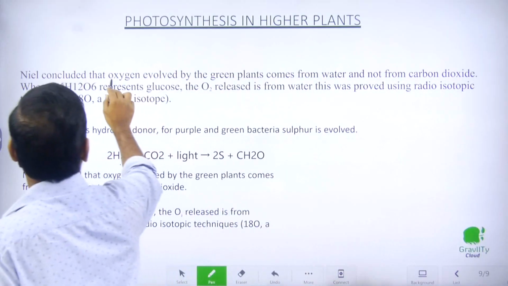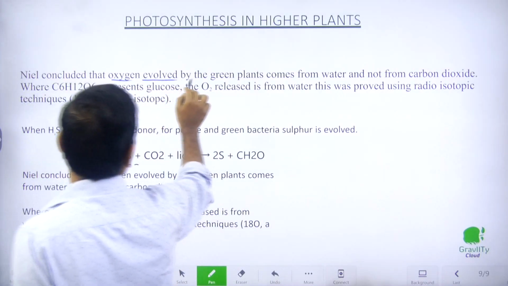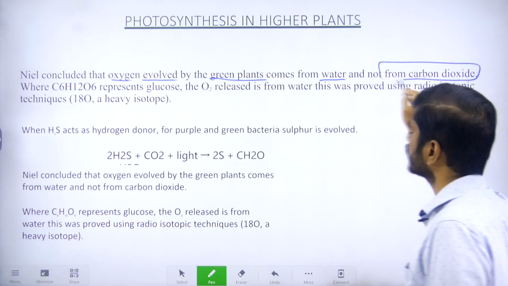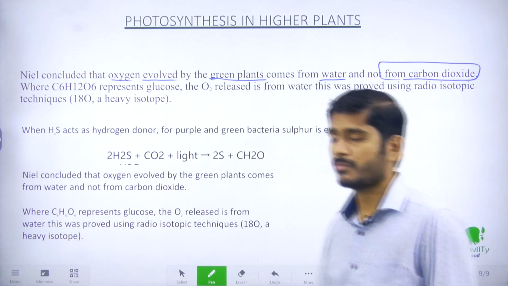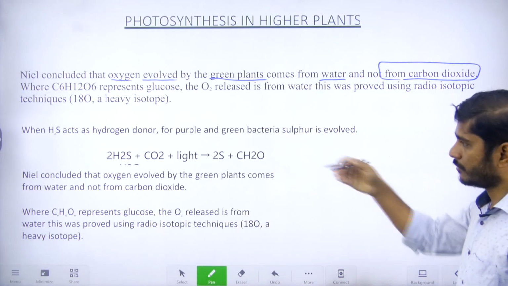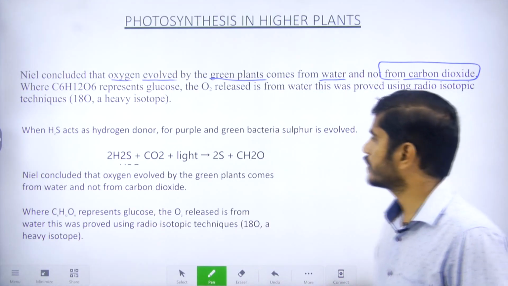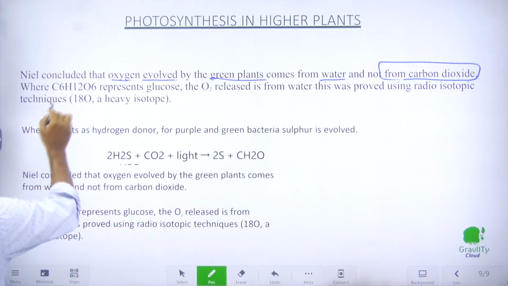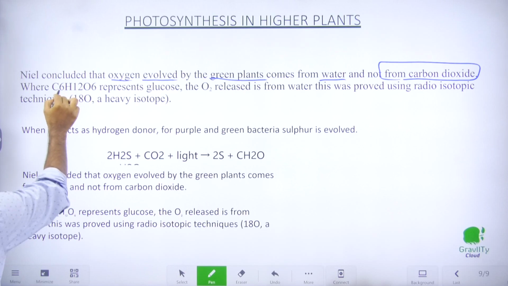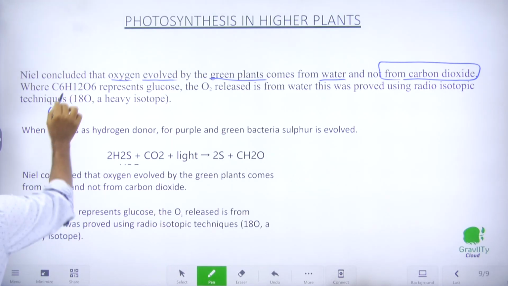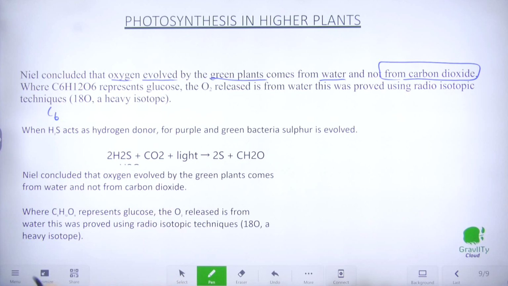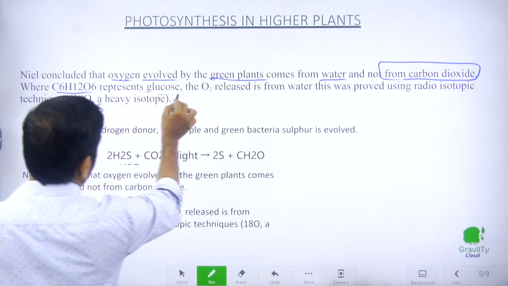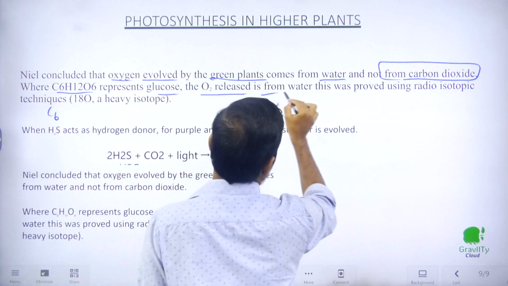So Van Niel concluded that the oxygen evolved by green plants comes from water and not from carbon dioxide. Previously people used to believe that it was from carbon dioxide, because they found CO2 to be the first thing involved, so they believed it that way. Here C6H12O6, with subscripts, represents glucose. The oxygen released is from water.